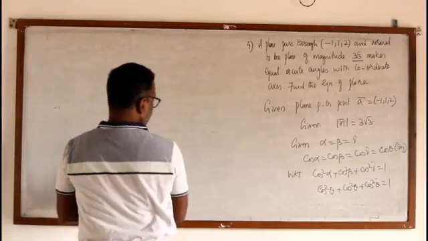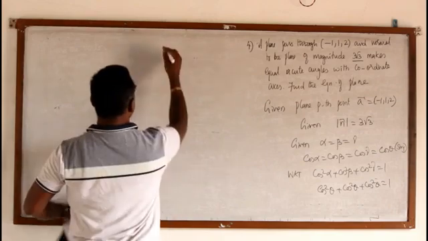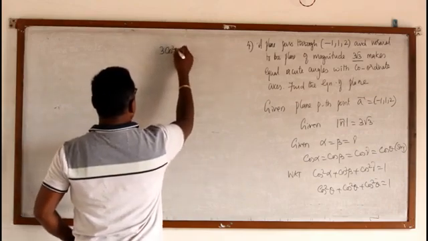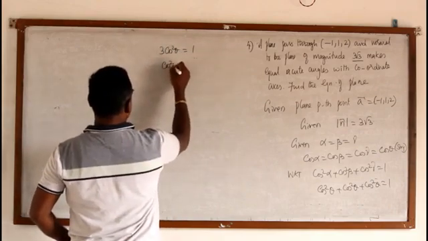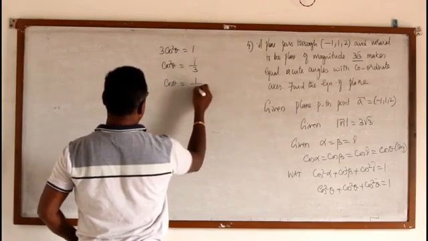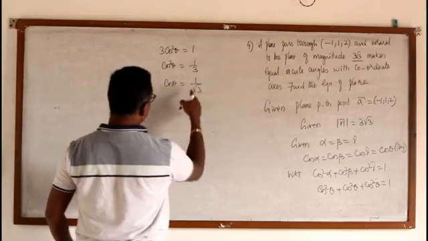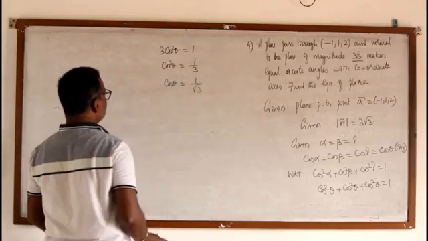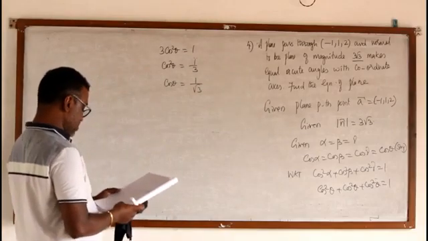Then, in this case, 3 cos square theta equal to 1. Cos square theta is 1 by 3. Cos theta is plus or minus 1 by 3. They gave acute, so we shall take positive. Therefore, cos theta equal to 1 by 3.